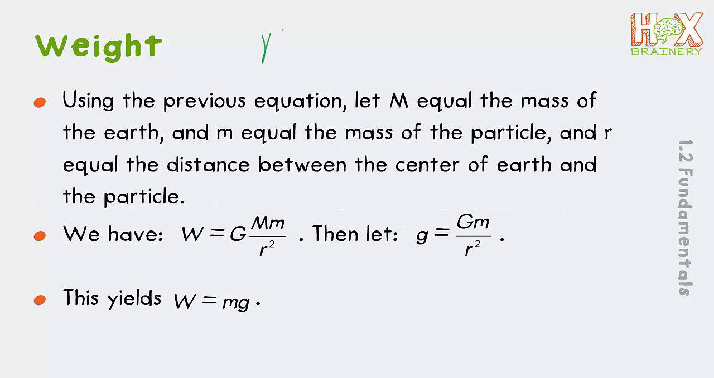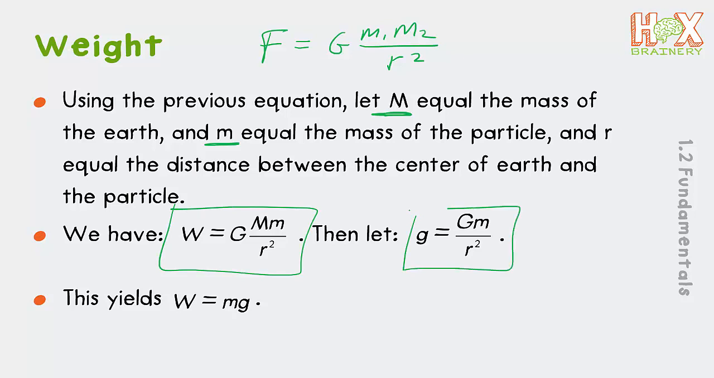If you use the previous equation that we had gone over, I'm just going to put that up here and relabel some stuff. You can let capital M be equal to the mass of the Earth. Lowercase m can equal the mass of the particle. And r can equal the distance between the center of the Earth and the particle. So you get this here. And then let lowercase g be equal to capital G, M over r squared. When you do that, then this equation just becomes W equals mg. So the weight is equal to mass times the acceleration due to gravity.